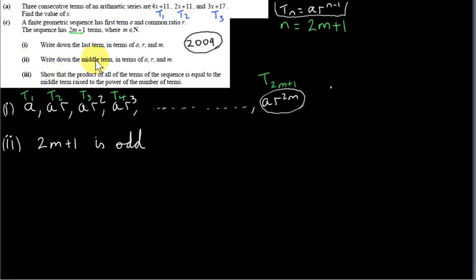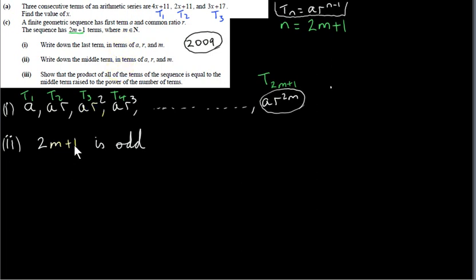In part 2, we want to write down the middle term in terms of a, r, and m. Now, we need to recognize here that 2m plus 1 is an odd number. It's an odd integer. M, of course, is a positive integer. Has to be.